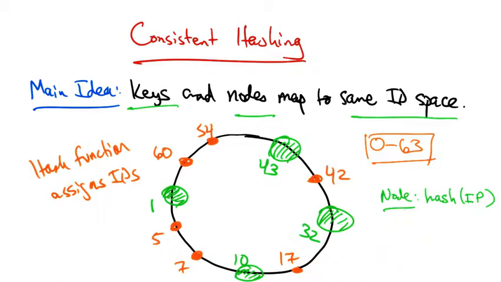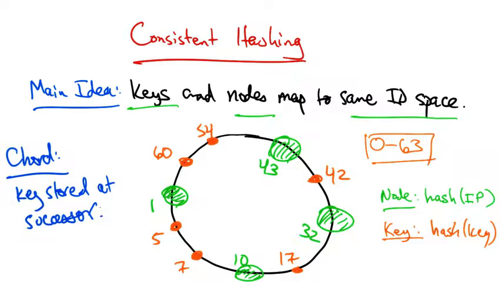In the case of nodes, the ID might be a hash of the IP address. In the case of keys, the ID might simply just be the hash of a key. Both of these hash operations create IDs that are uniformly distributed in the ID space. The question now is how to map the key IDs to the node IDs so that we know which nodes are responsible for resolving the lookups for a particular key.